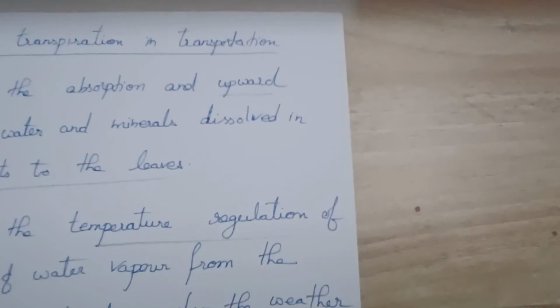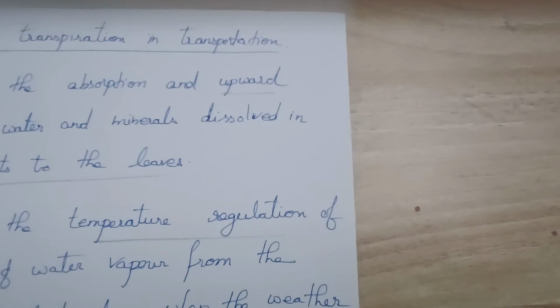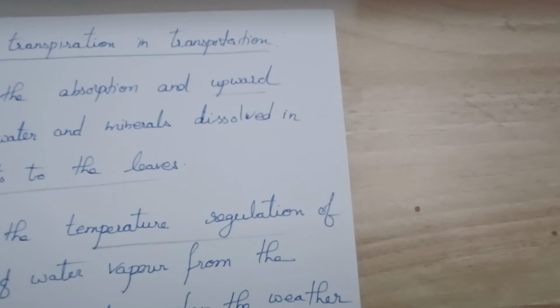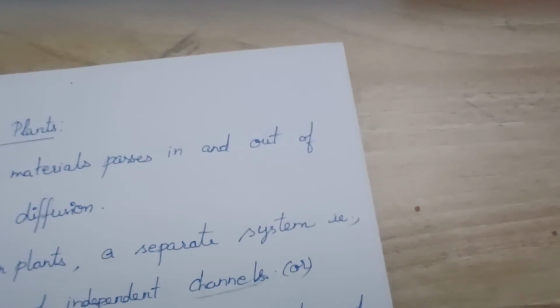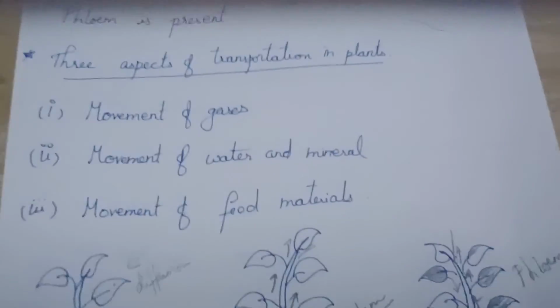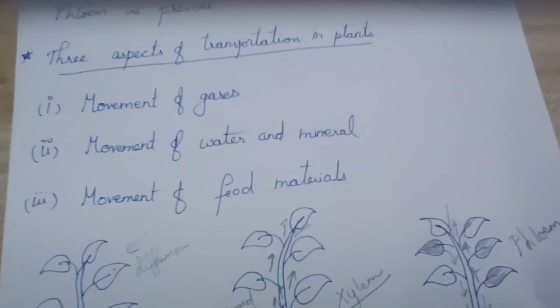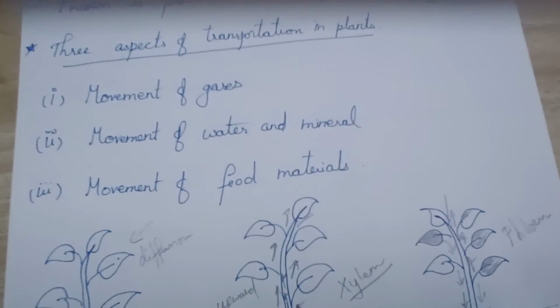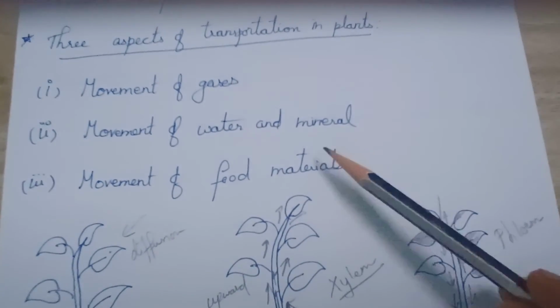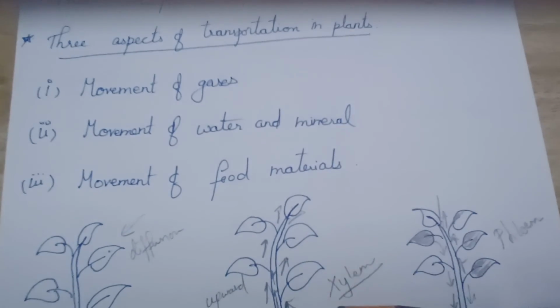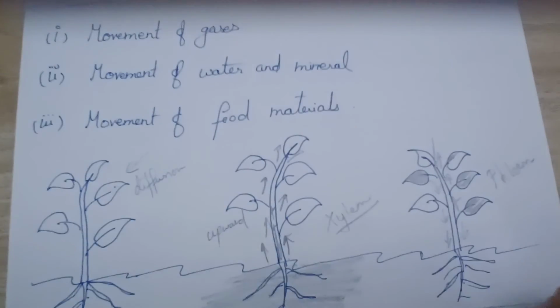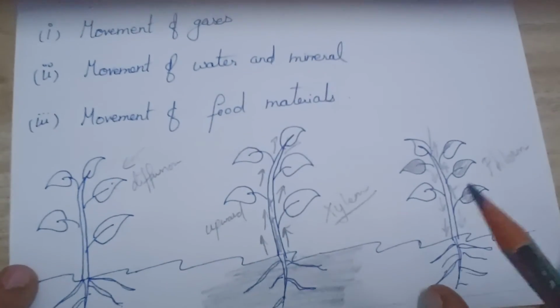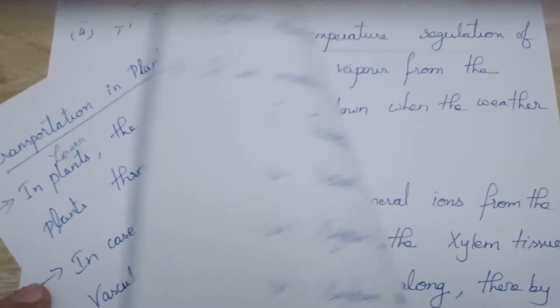So we are seeing what are the transportation in the plants. Three aspects of transportation are taking place in the plants, that is movement of gases, movement of water and minerals, movement of food materials. Movement of gases takes place by diffusion, and movement of water and minerals is carried out by xylem, which is in only one direction, that is the upward direction, whereas the movement of food takes place in both directions, carried out by phloem.